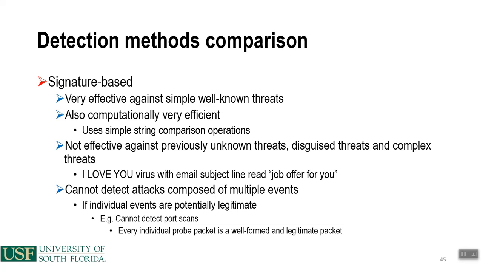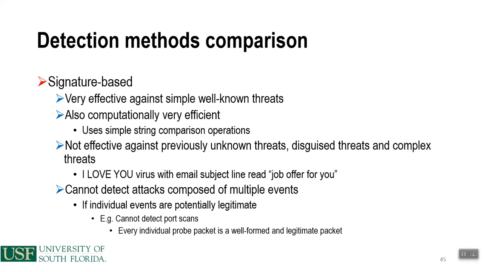Signature-based methods are very effective against well-known threats. They're also very computationally efficient. They use simple string comparison operations, but they're not effective against previously unknown threats, disguised threats, and complex threats. For example, the I Love You virus with the email subject line of job offer for you.